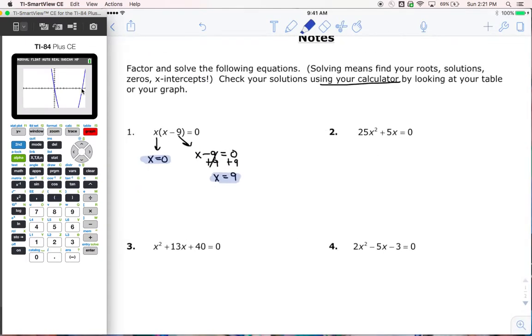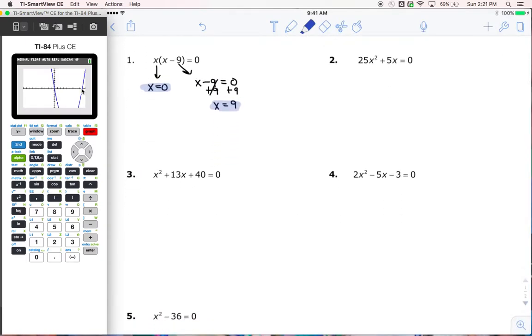Now problem 2 is looking a little bit different. And the problem here is that these two groups, these two terms, are not multiplying each other. The zero product property only works when we're multiplying. So let's go ahead and use my calculator, see if it can help me out here. Let's graph this thing. We've got 25x squared plus 5x, and I want to know when it's equal to 0. Okay, well, let's just look. Where is it equal to 0?